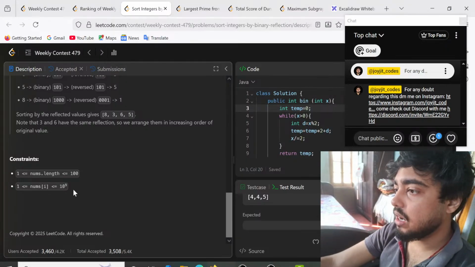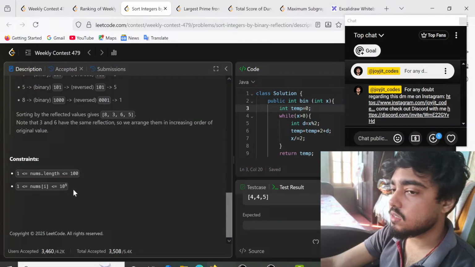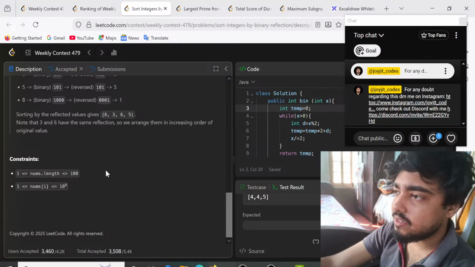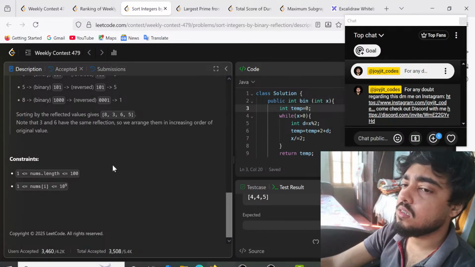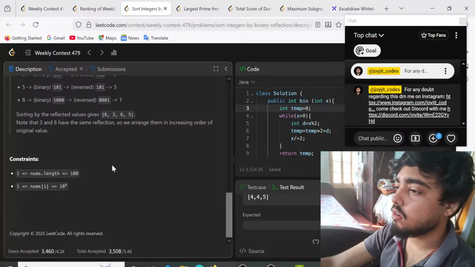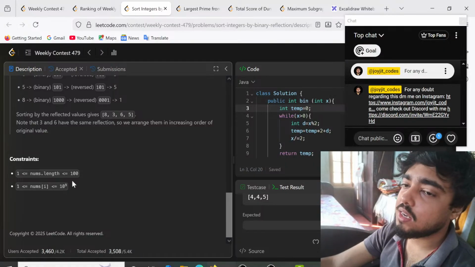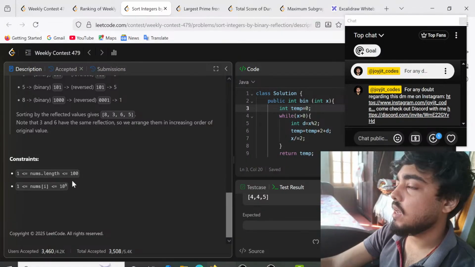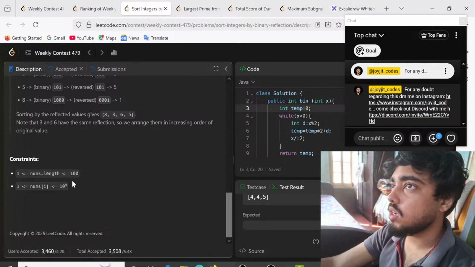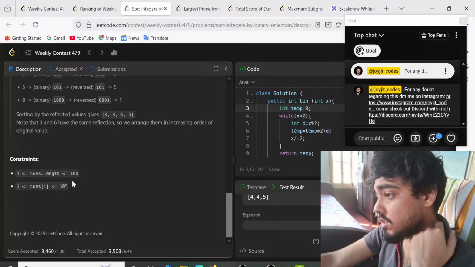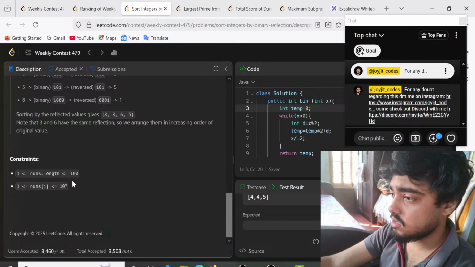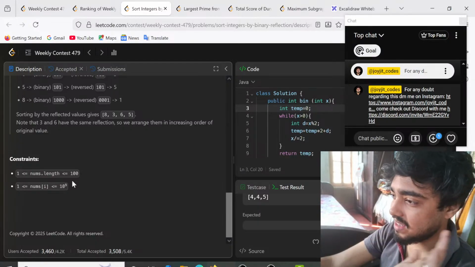So per number you take 30 operations and there are 100 numbers. So n log n, that is 100 into log 100, which is somewhat okay. 20 into 100 is 2000, and 2000 into log 100, which is about 7, so it's hardly like 14,000 and it's well within our limits. So in simple terms, we can do that.